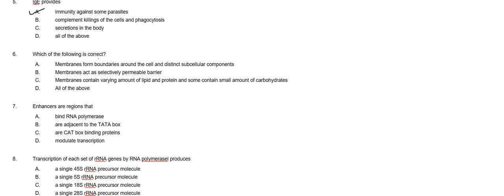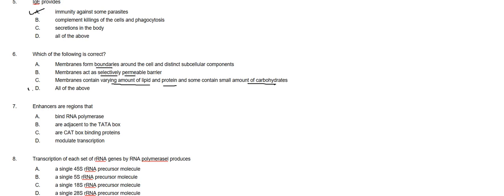Which one of the following is correct? Membranes form boundaries around the cell and distinct subcellular components. Membranes act as a selectively permeable barrier, also called a semi-permeable membrane. Membranes contain varying amounts of lipid and protein, and some contain a small amount of carbohydrate. So all of the statements are correct.